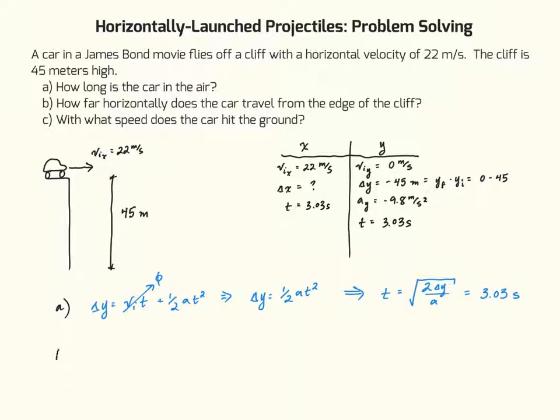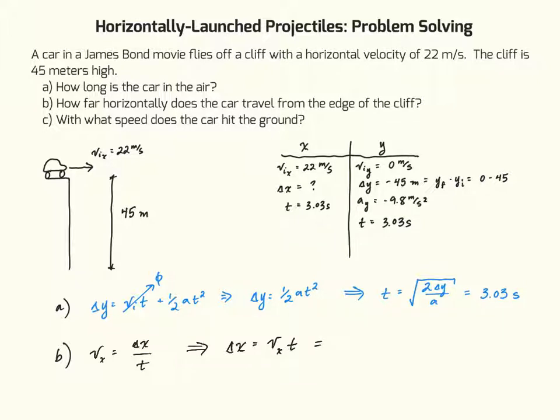Let's see here. Part B, we need to find that horizontal displacement. Okay, so now if we look in our x direction, or our horizontal direction, we now know two things. We know our velocity and we know time. So we can just use that simple velocity equation. So Vx is equal to delta x divided by t. We can rearrange that to solve for delta x. So that's just going to be Vx times time.